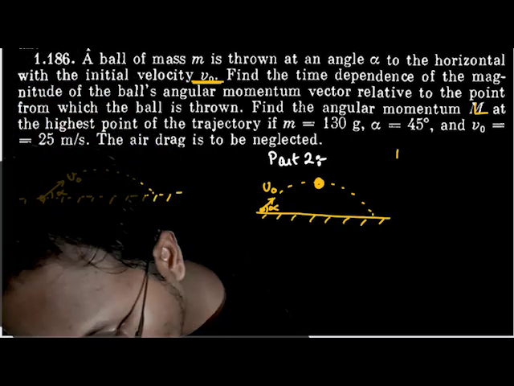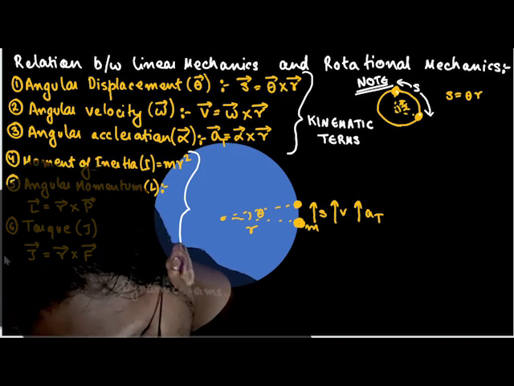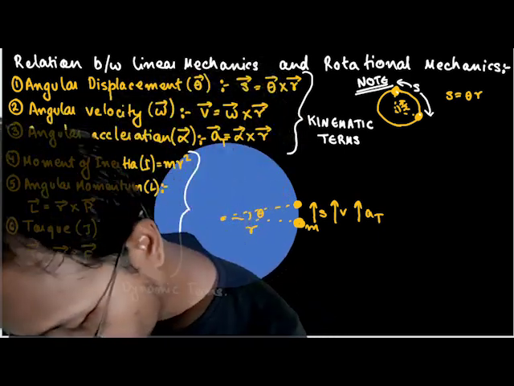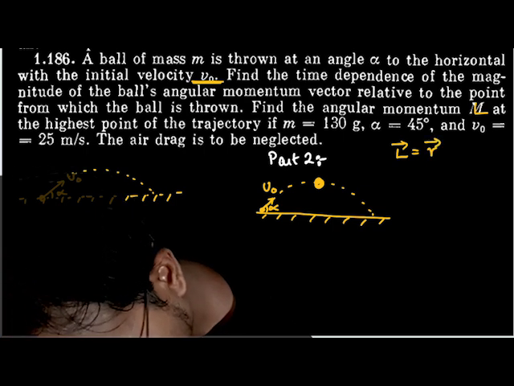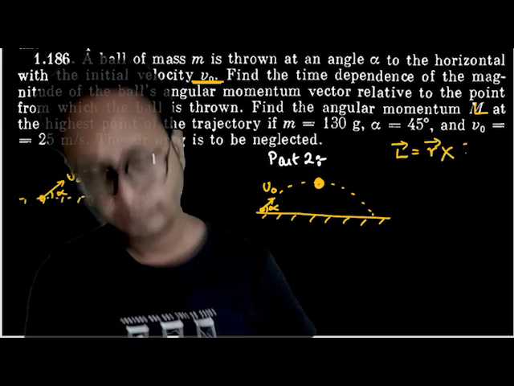What is the formula for angular momentum? L is equal to R cross P. See here, L is equal to R cross P, isn't it? L is equal to R cross P.